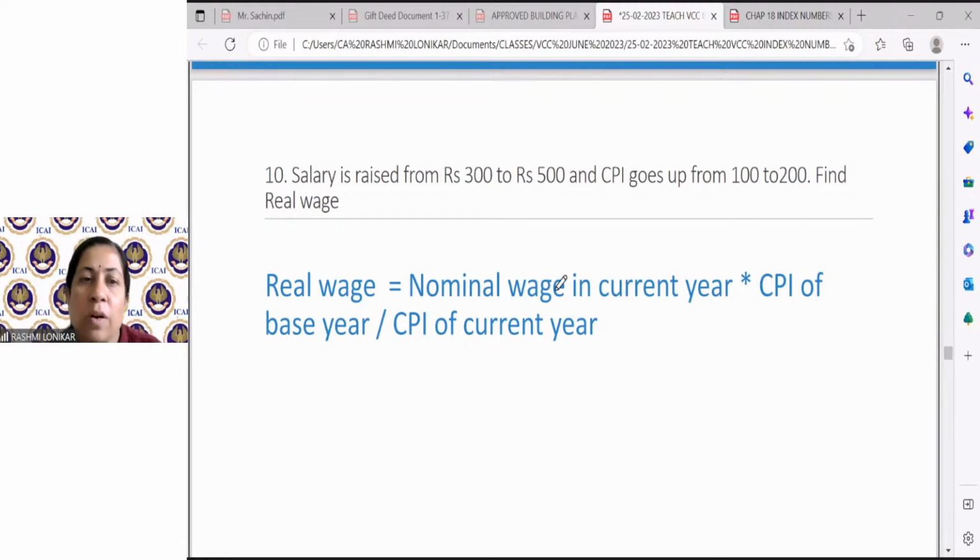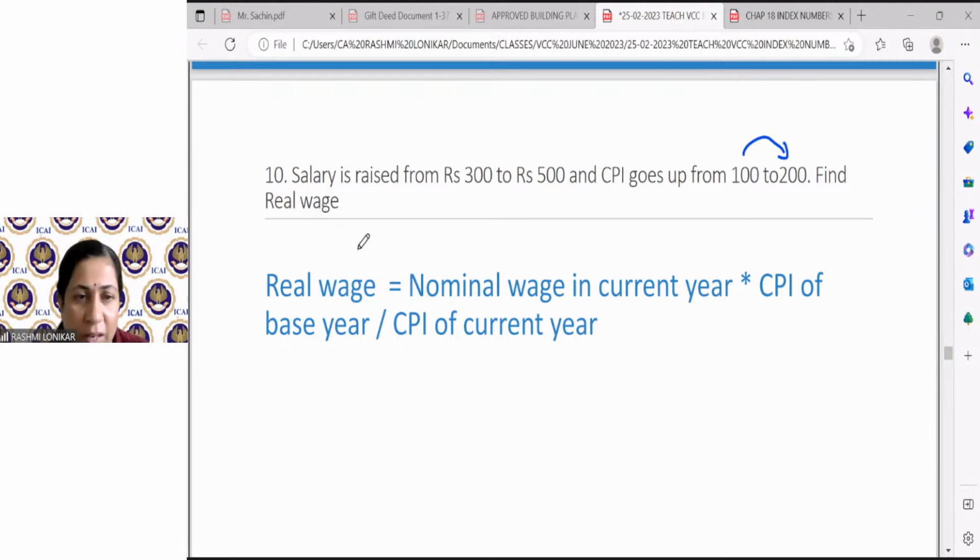Means what? As such, it looks like from 300, my wages have gone to 500. But can you see the price? Something that was costing me 100 is now costing me 200. Remember during the pandemic, vegetables, cereals, everything was double. Milk. So at that time, even though my salary has now become 500, it is not enough.